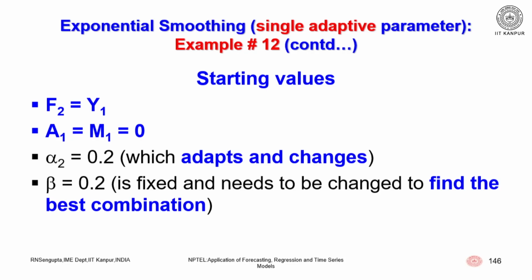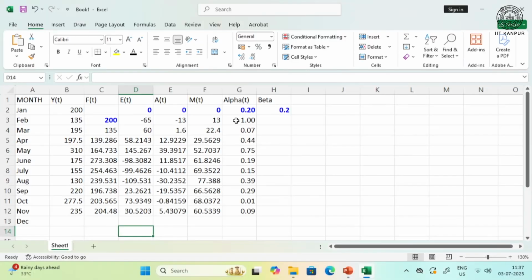NPTEL MOOC office. We are going to consider the starting values of A1 and M1 as 0, and for discussion we will consider alpha 2, or alpha t, as 0.2, which will adapt, and beta as 0.2. Why are we considering alpha 2? Because it is the time frame based on which we are considering. So, let us go back to the slide, and as required we will switch between the information given and how to solve the problem in the Excel sheet. So, let us go back to the Excel sheet. I have copied the data, and I will highlight the concepts as we proceed.